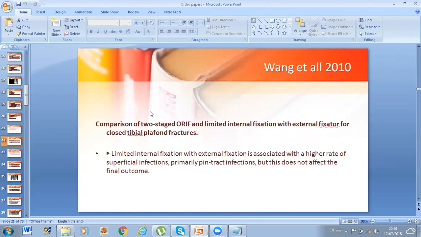This is Wang et al. Comparison of two-stage ORIF with limited internal fixation with external fixator for closed tibial plafond fractures. Limited internal fixation with external fixator is associated with a higher rate of superficial infections and pin tract infection, but this does not affect the final outcome. He's saying that the external fixator will cause pin tract infections and these things, but this will not affect the outcome.